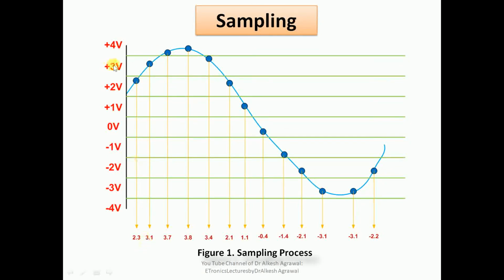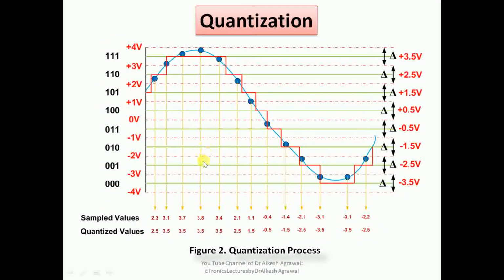The first sample value is, suppose, 2.3 volt. Then the next sample is at 3.1 volt, another sample is at 3.7 volt, another at 3.8 volt, and so on. This particular diagram shows the process of sampling. What we have done is made this time continuous signal time discrete, so only the signal value is extracted at certain time instances. If you imagine that we have only these values defined by these dots, this represents a sampled signal. Then we'll define quantization.